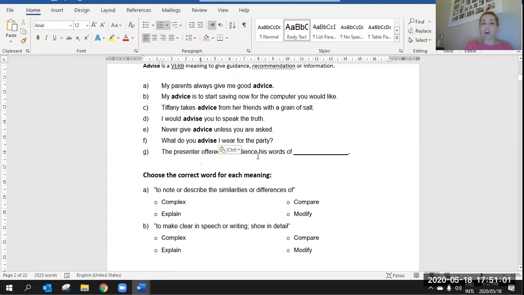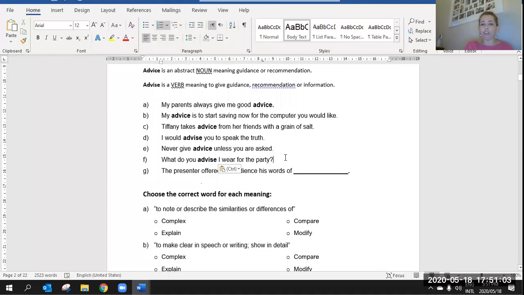The presenter offered the audience his words of advice. So he offered it as a thing. So again, it's the one with the C. And you can see here that the one we use most often is advice with the C instead of the one with the S. In English, you will most often use the one with a C, but there are instances where it would be the one with the S, where it is an actual verb in the sentence.